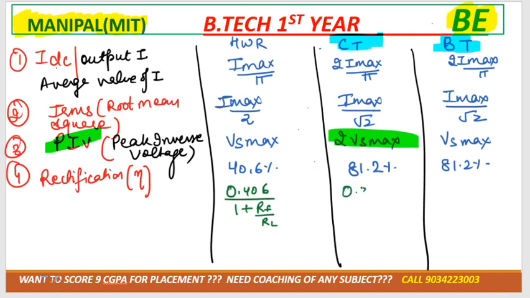Now for this particular case it would be 0.812 divided by 1 plus 2 RF by RL. It would be 0.812 divided by 1 plus 2 RF by RL. Okay? Understood?